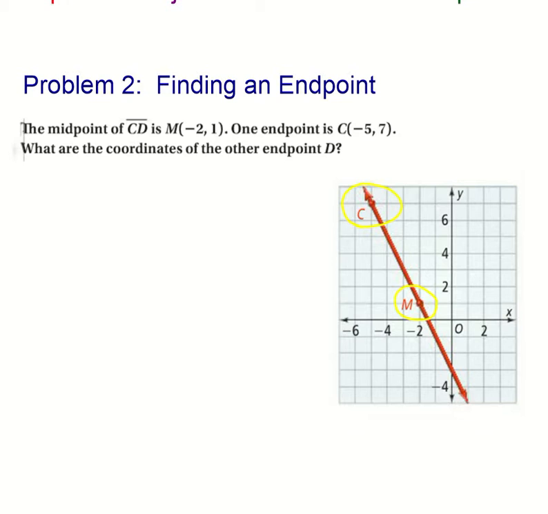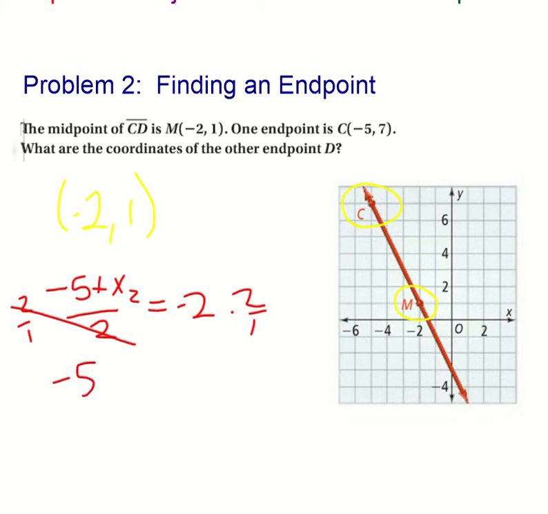So we know that for our midpoint, the ordered pair is (-2, 1). And we can use the formula to find these. So for the formula, your x1, which is that -5, plus your x2, which is that missing coordinate, divided by 2 must equal -2. If we solve this, we multiply both sides by 2 over 1, the 2's cancel out, and -5 plus x2 equals -4.